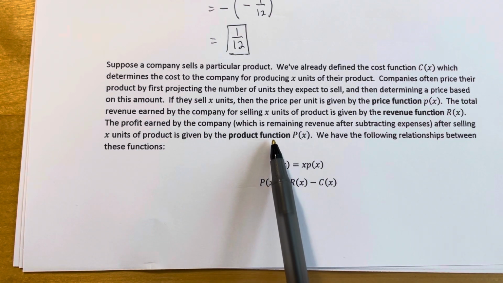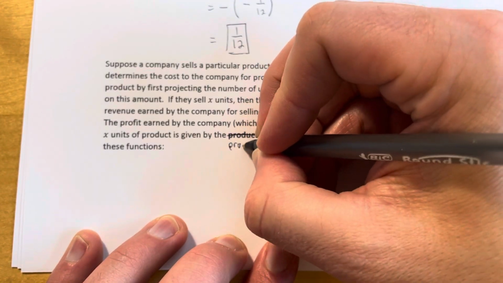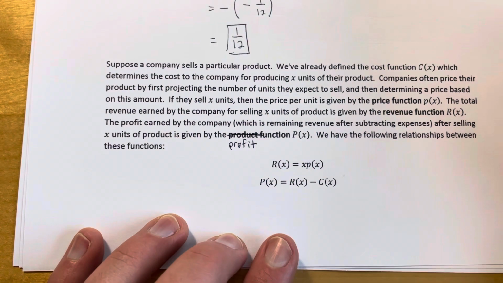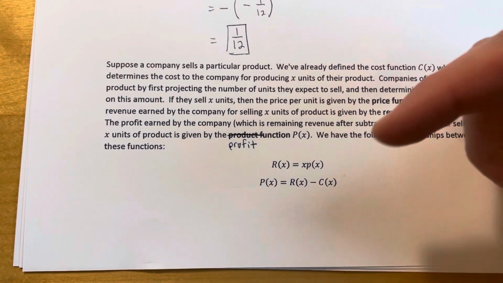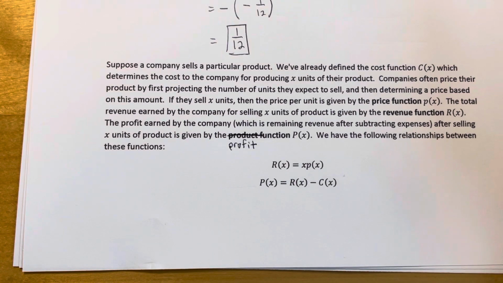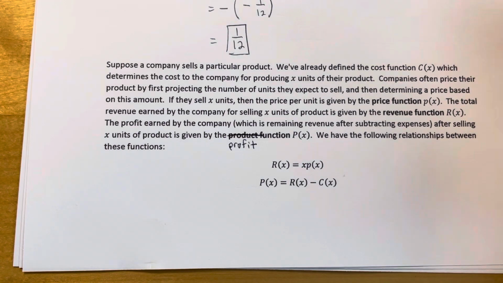Finally, we have, well, this is a typo, it should say profit, not product. We have what's called a profit function. And a profit function is exactly what it sounds like. It tells you the amount of profit that a company makes selling x units of their product. Profit you compute by taking the amount of money you have earned and subtracting the amount of money that you had to spend. So subtracting your expenses and your overheads and things like that. And whatever is left over from your revenue after deducting your cost is profit.